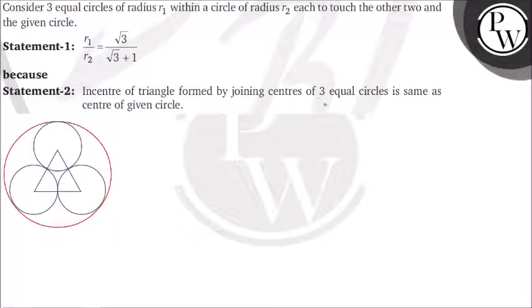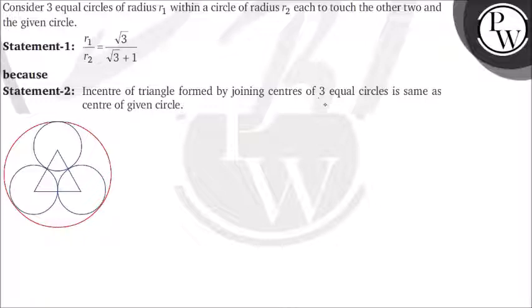Consider three equal circles of radius r1 within a circle of radius r2, each touching the other two. That means these are the three circles, each touching the other two circles. And the given circles, on the other end, are touching the outer circle as well. These are the two statements given.